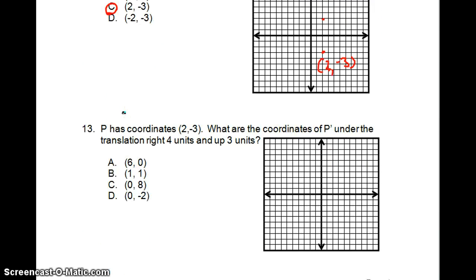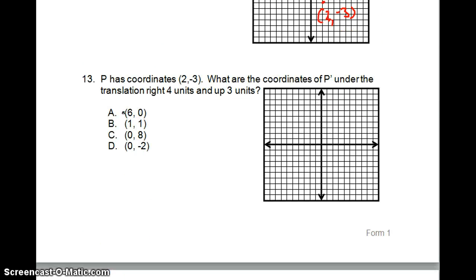Number 13. If P has coordinates (2, -3), what are the coordinates of P prime under the translation right 4 units and up 3 units? Okay, so P has coordinates of 2, negative 3. 1, 2, 3. There's P now. That's P. I'm going to translate it right 4 and up 3.